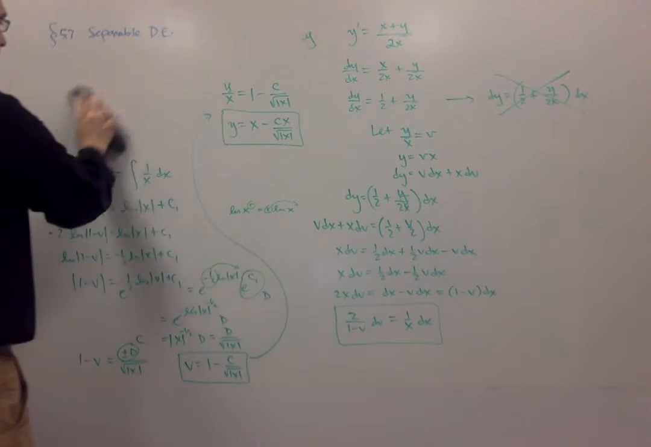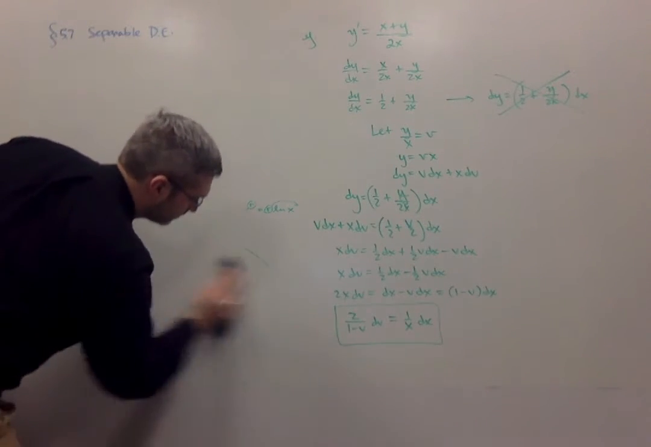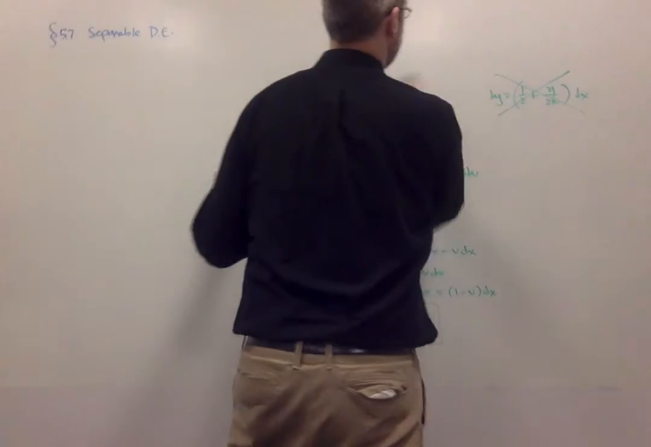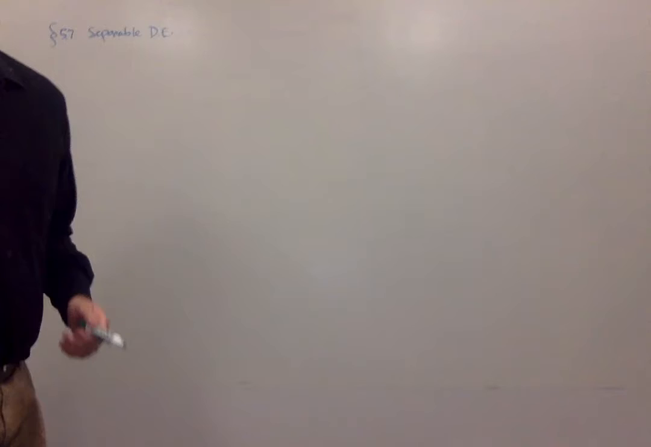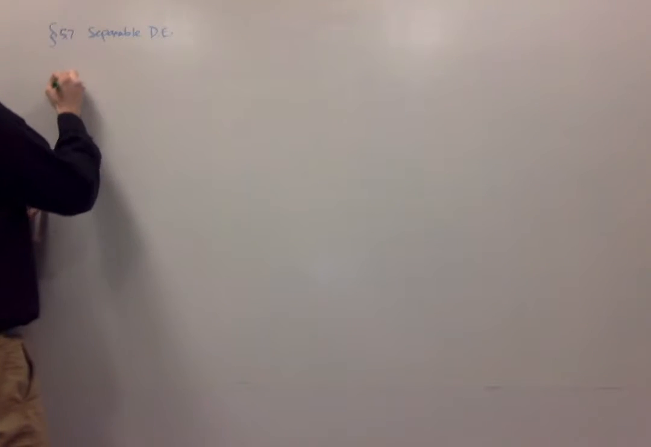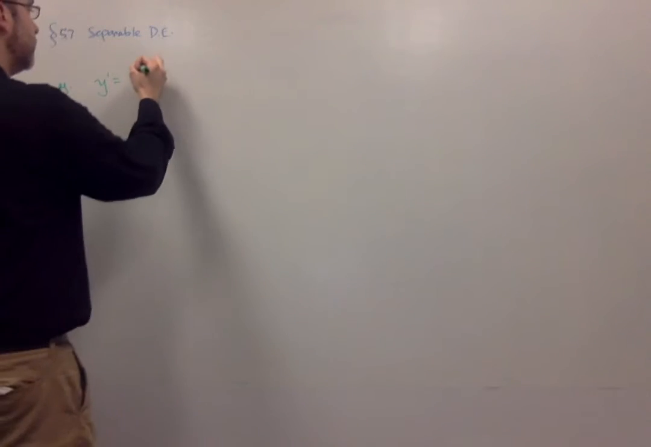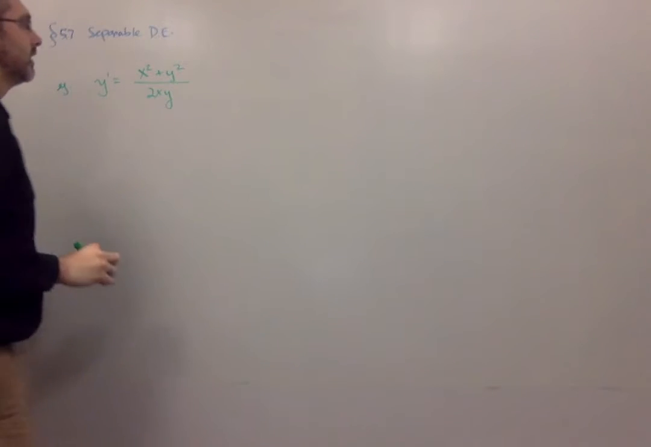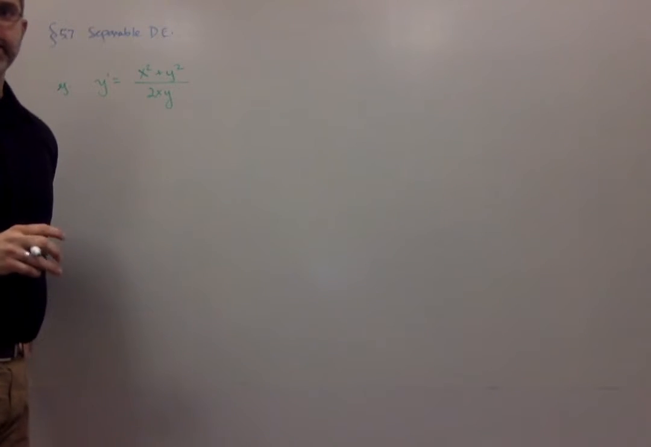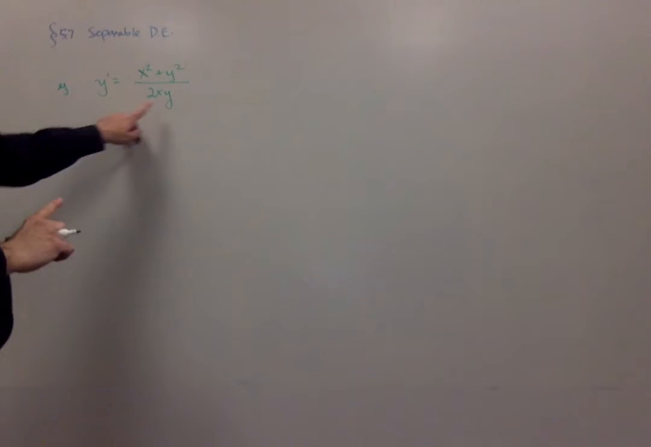Okay, so let's try one more example here. Let's do, for example, y prime equals x squared plus y squared over 2xy. Now I want you to notice, again, this thing on the top makes this not separable. That's not going to work. But it is homogeneous over here.